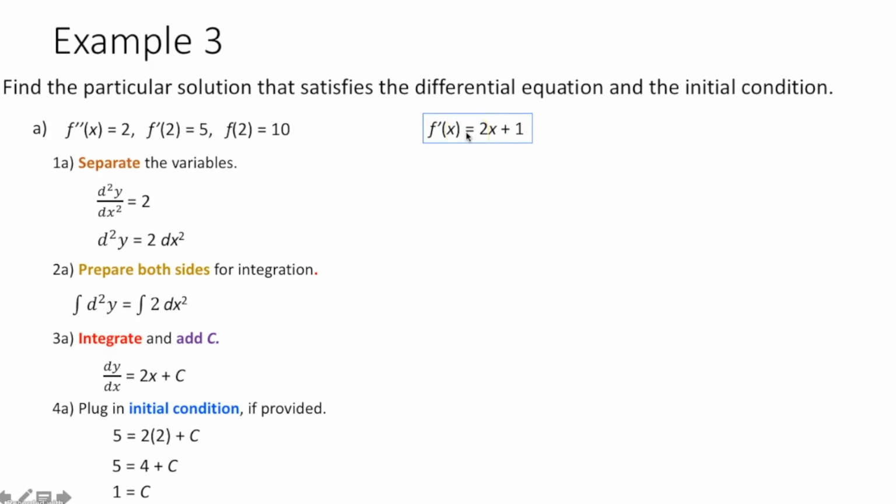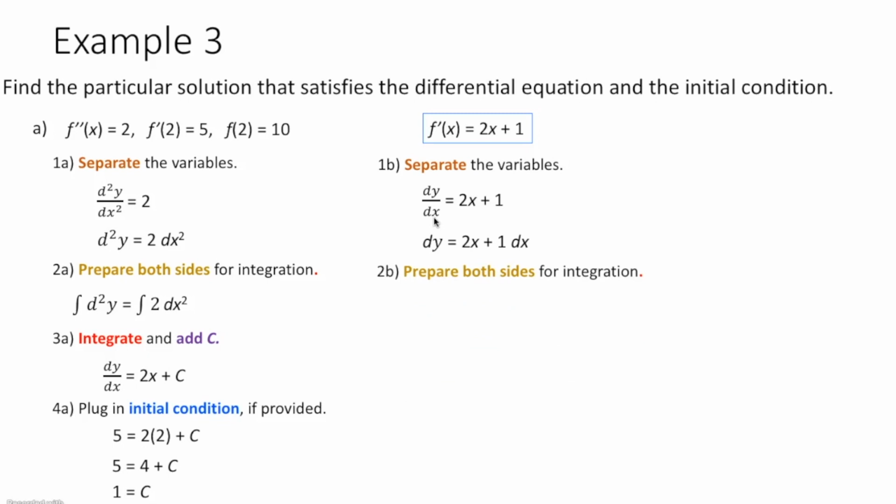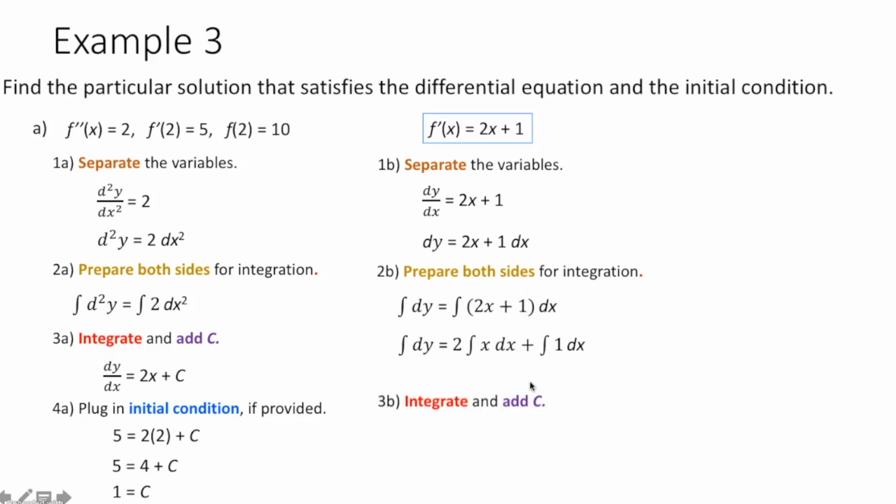So we're going to do the same thing all over again. We separate the variables. So instead of f prime, we're writing dy dx. Multiply both sides by dx, and we now have our variables separated. Next, we can prepare both sides for integration. So we're going to integrate both sides. Here, since there's multiple terms, we have to integrate each term. We can then integrate and add c.